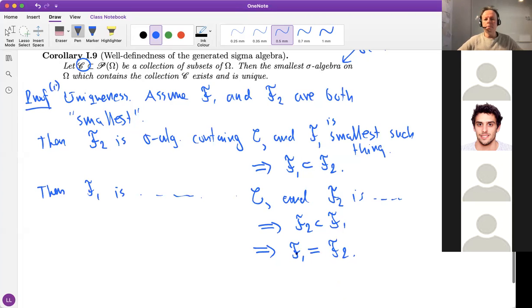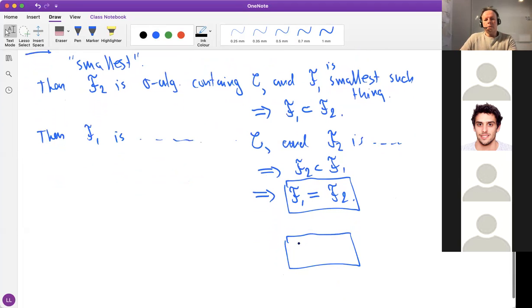So that means uniqueness. There can be at most one smallest collection of sets being smallest and containing C. Okay, that sort of trivial thing is kind of just an exercise in abstract notation.